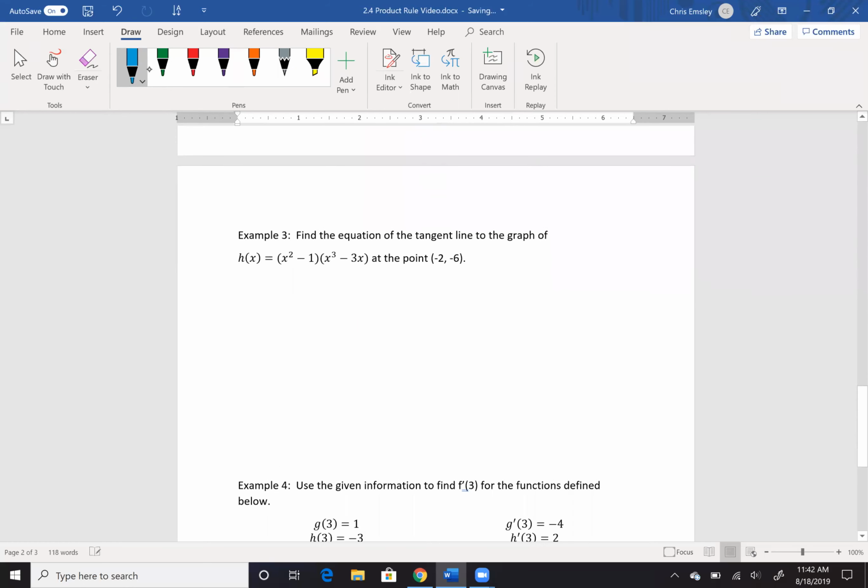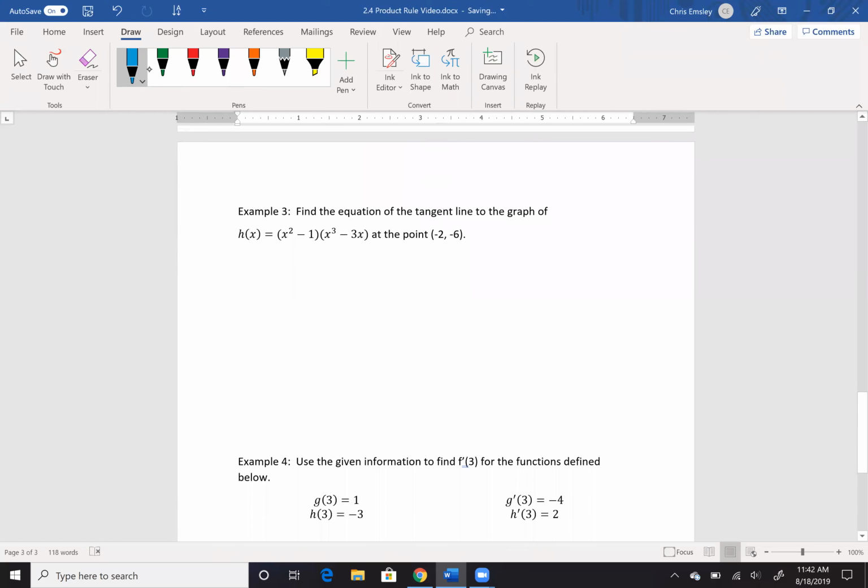Just a couple more examples. Again, this type of problem, example 3, you're going to see in all kinds of different sections that we have, just applying different rules. Find the equation of the tangent line to the graph of h of x at the point -2, -6. Okay, so remember these directions, find the equation of the tangent line. In order to find the equation of a line, we need to find the slope of that line. And we find the slope by taking the derivative. So that's what we'll need to do first here.